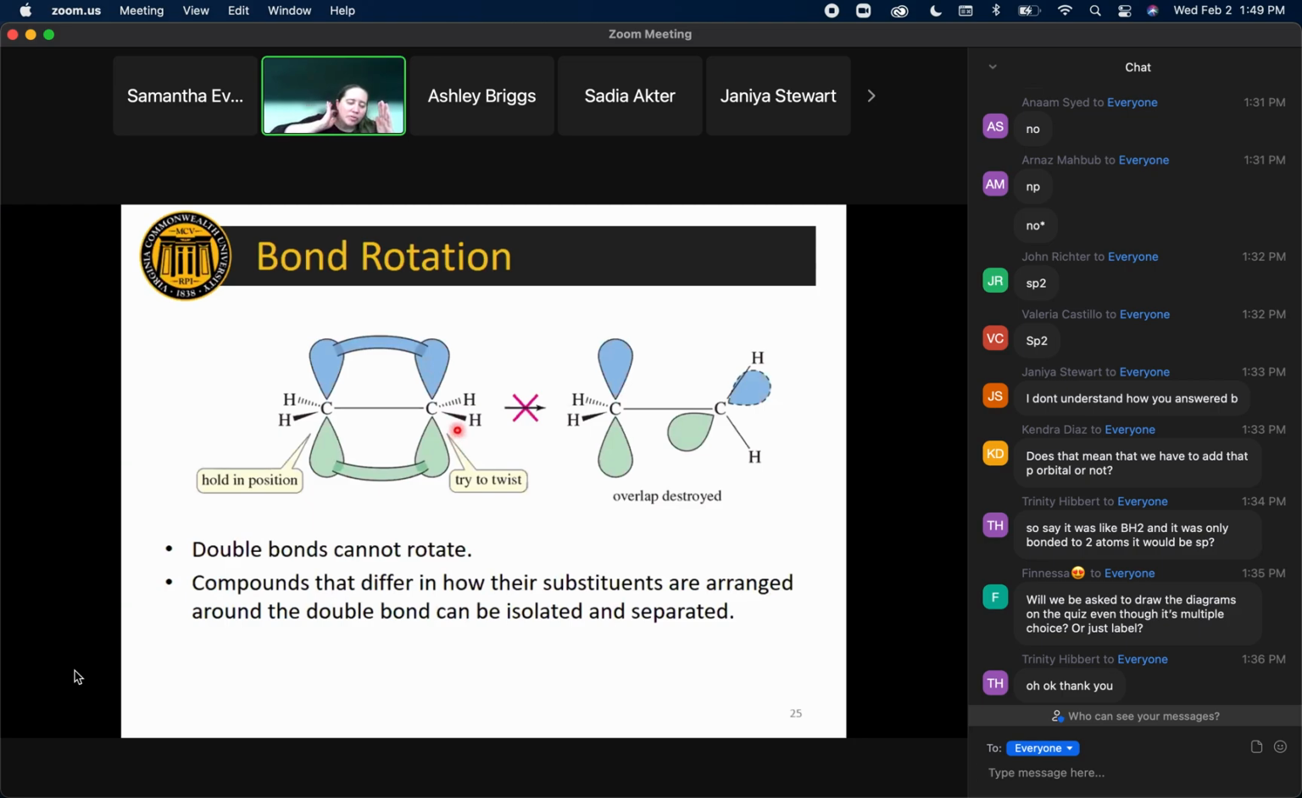If you were to try to twist this, what you would do is move the orientation of one of those p orbitals, and when you do that, you would lessen and ultimately negate any chance that the two p orbitals have to overlap with each other. When you destroy that overlap, essentially you're breaking a bond. So you would need to put energy into the system. And so double bonds don't have free rotation.